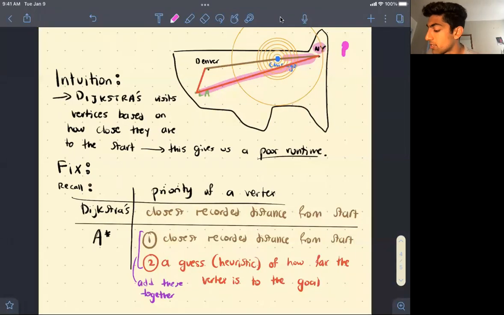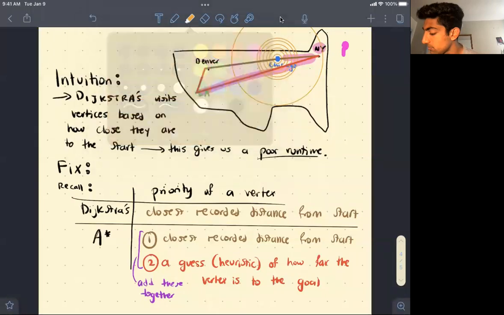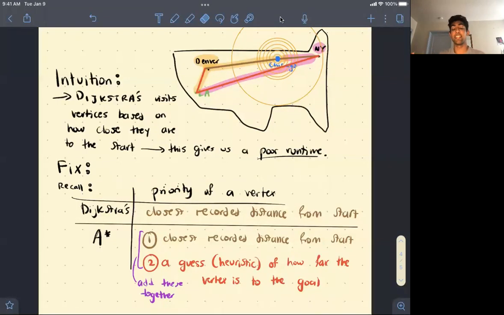If we're considering the priority of Denver, the priority of Denver is going to be this orange highlighted region, which is now shorter than New York's. So in A star, we're going to prioritize going to Denver before we prioritize going to New York, because Denver's priority is smaller than New York's priority, which is this long pink highlighted region.